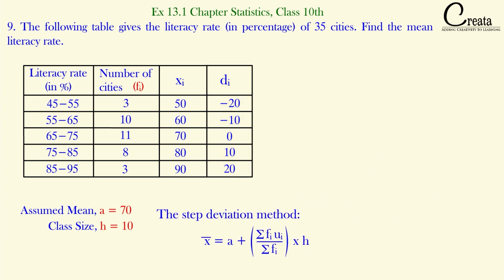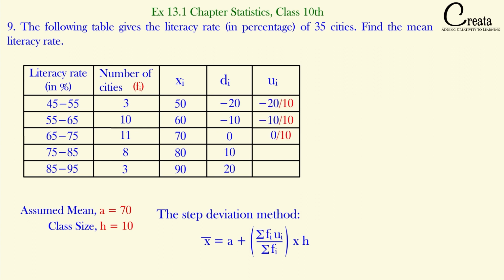What do we do in the step deviation method? We find the value of ui. How do we do that? We divide the value of the deviation by the class size, which is 10. So let's divide all the values of the deviation by 10. We got minus 2, minus 1, 0, 1 and 2. We got very simplified values in ui. It will help us in easing the calculation. That's why we have gone with the step deviation method, so that our calculation becomes easy.